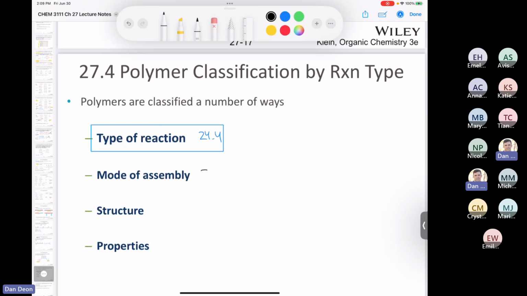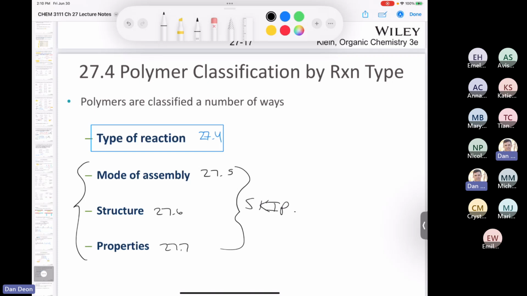But then after that, it gets into some other ways to classify monomers. For example, mode of assembly is covered in 27.5. Did I put 24.4 when I meant to put 27.4? There you go, Mr. Dion. 27.5 is covering them based on their structure. 27.6, my mistake. And then properties is covered in 27.7. There, that makes a lot more sense. So we're going to skip those last 3 sections, okay? I'm going to put here skip.